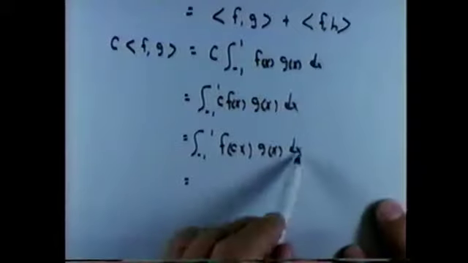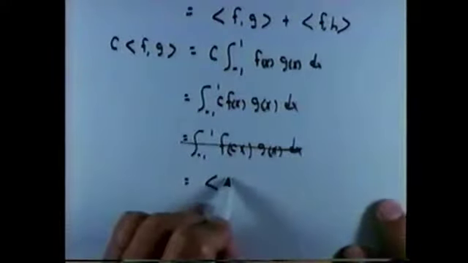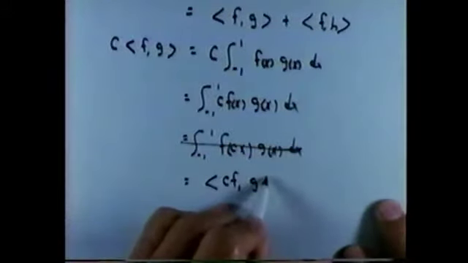Which actually I didn't need this because this is really what I want. This would be c times the inner product of f and g, which is what I was trying to prove.